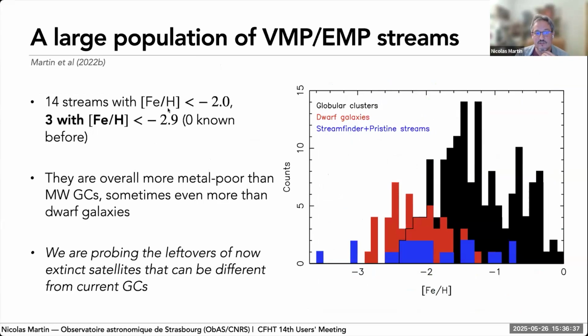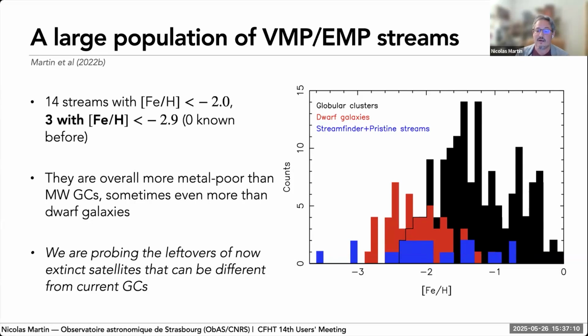We have a bit more than 14 streams in common between Streamfinder and Pristine. And you see the metallicity of the Streamfinder streams, the new streams that appear in blue here, compared to known dwarf galaxies in red and known Milky Way globular clusters in black. And there's good reason to think that most of these streams here are produced by globular clusters that have been disrupted through tides. But it's quite striking that the metallicity of these objects is quite shifted to lower metallicity compared to known globular clusters in the Milky Way.